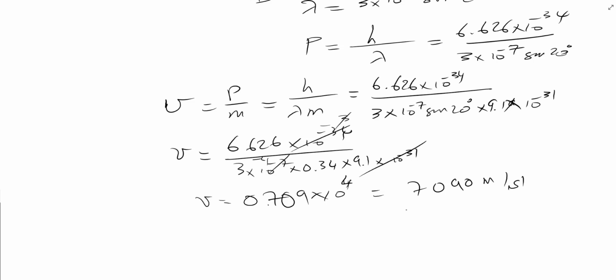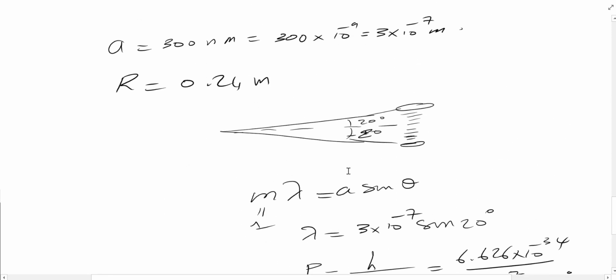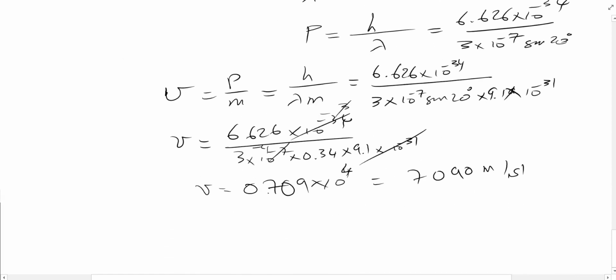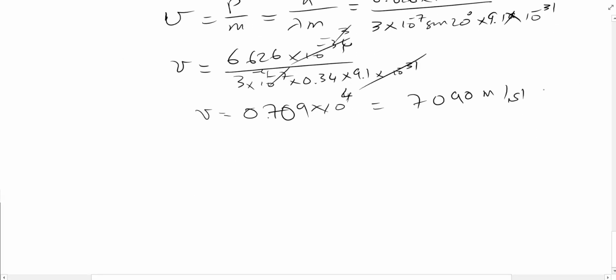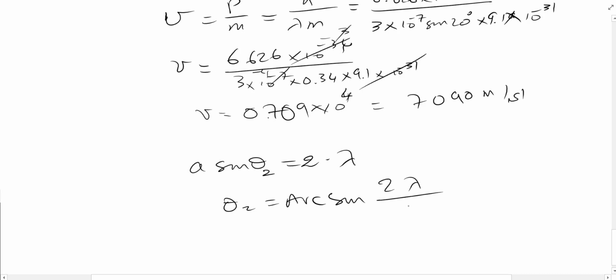What will be the next pair of larger angles at which no electrons hit the screen? Well, we have to solve for the second angle, where m is equal to 2. So this angle must be theta 2. Again, this is just a typical scattering problem with a single slit. So we have a sine theta 2 is equal to 2 times lambda, and from this we're going to find theta 2 as being the arc sine of 2 lambda over a.